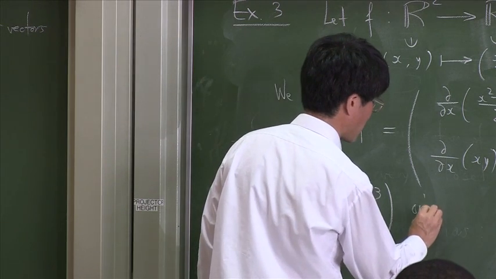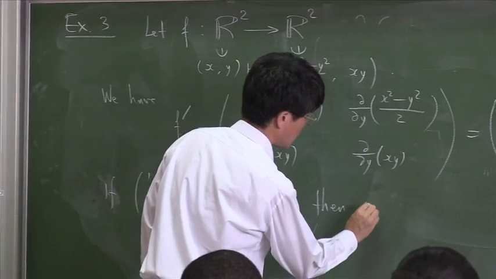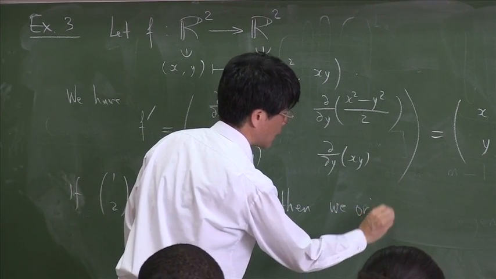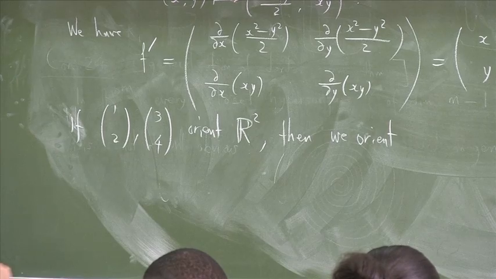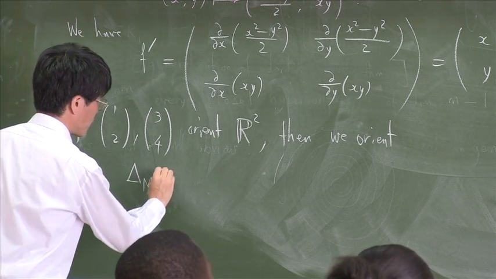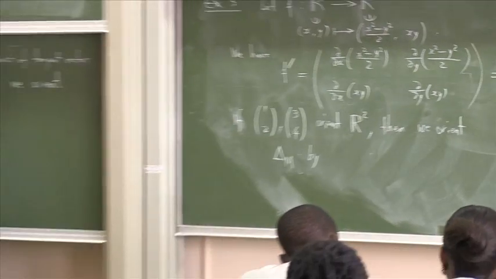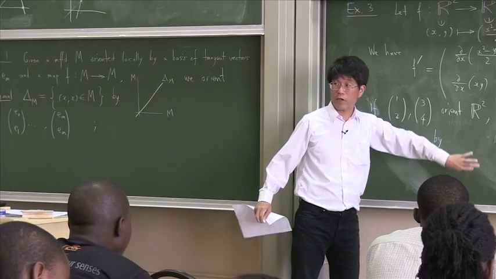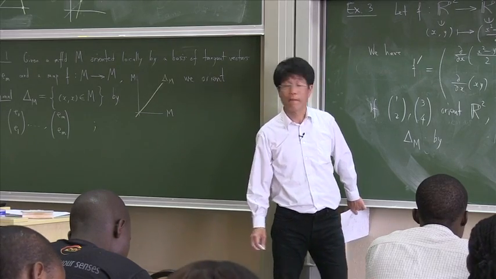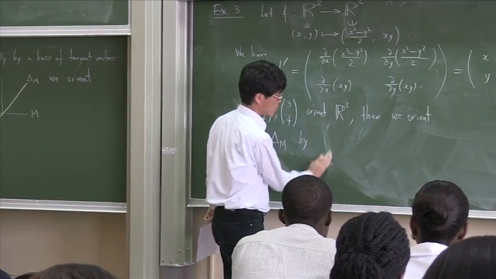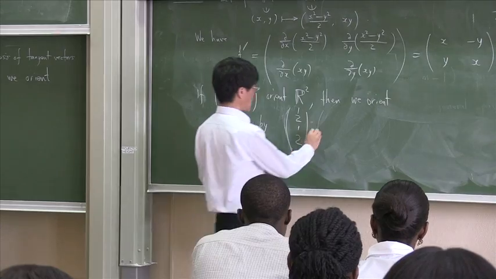So if these two vectors have been chosen to orient R2, then we shall start orienting the diagonal, the graph, and the product. The diagonal is oriented by what kind of vectors? That's E1, that's E2. So what's the first vector of the orienting basis for the diagonal? 1, 2, and then what? 1, 2, 1, 2. Thank you very much. Okay, and then what's the next vector?